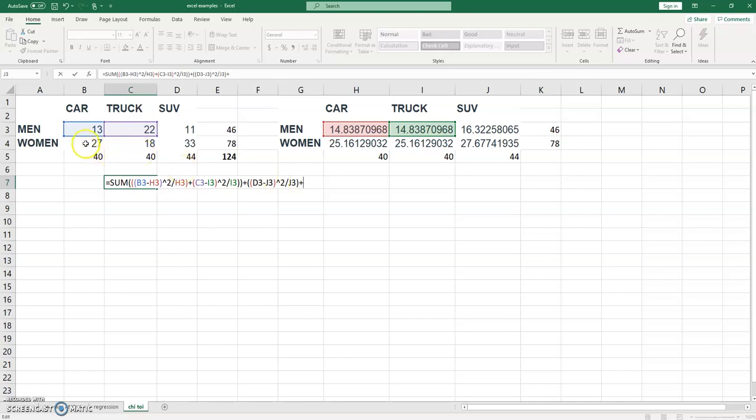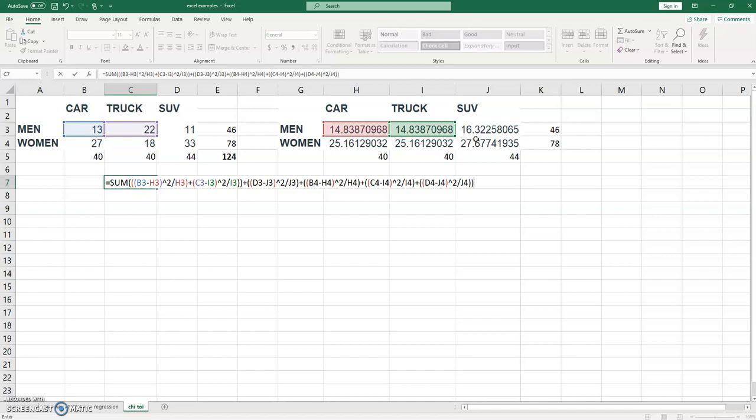Plus observed minus expected squared divided by expected, plus observed minus expected squared divided by expected, plus observed minus expected squared divided by expected.